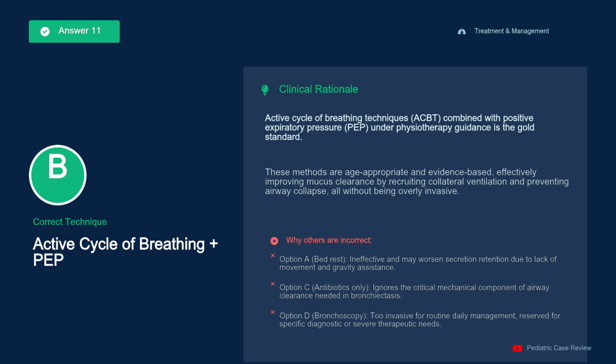Option A, bed rest, is ineffective and may worsen secretion retention through reduced activity and gravitational pooling. Option C ignores the fundamental importance of mechanical clearance. Antibiotics treat infection but do not remove secretions. Option D, routine bronchoscopy, is too invasive for daily management. Bronchoscopy is reserved for mucus plugging unresponsive to non-invasive techniques or diagnostic sampling.